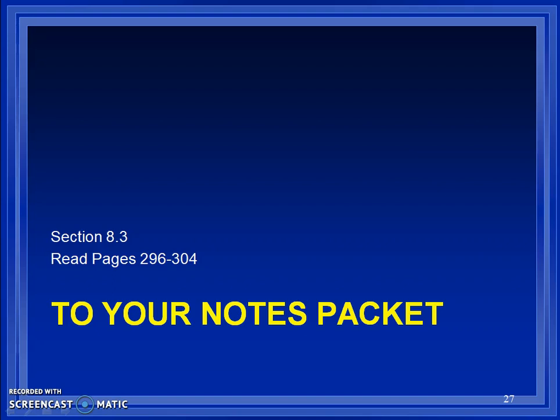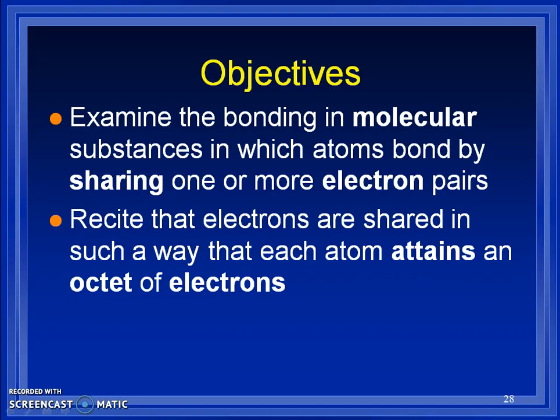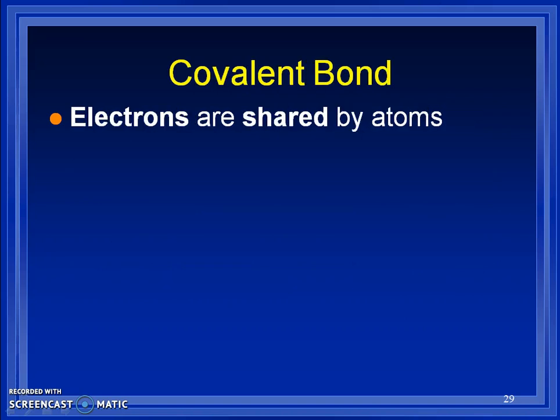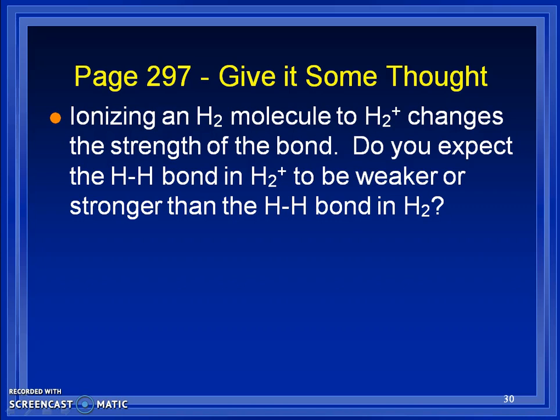So back to your packet, I'll remind you to pause the video, fill in the blanks, and then play to hear my words. The objectives in this section are to understand the molecular or covalent bonds and how they share electrons, and again, how they want to attain that octet rule. Covalent means sharing electrons between the atoms. Read over this and see if you get the right answer.